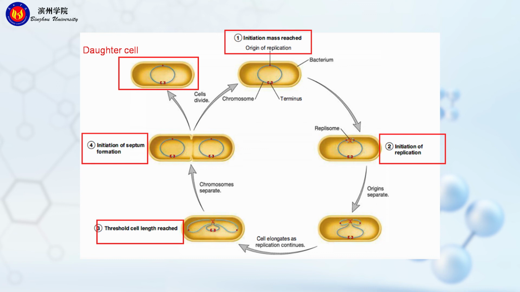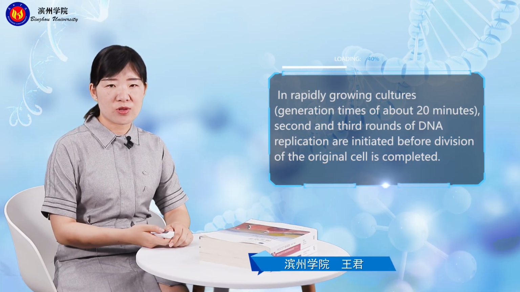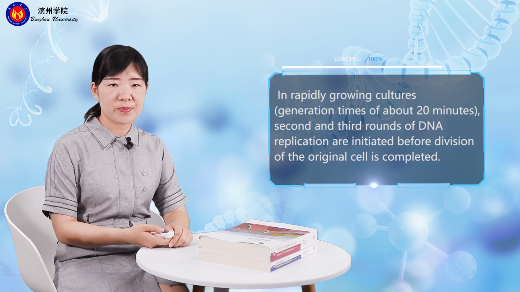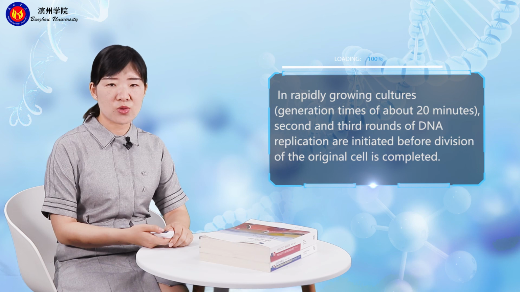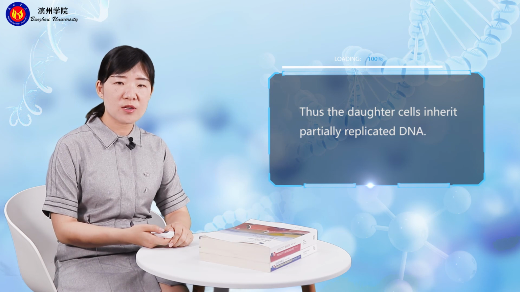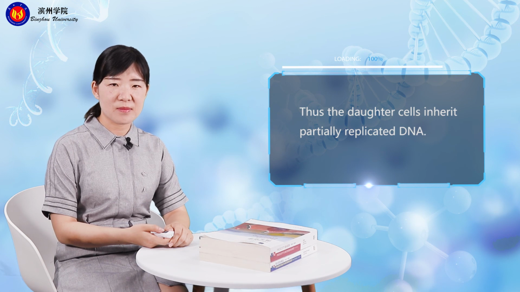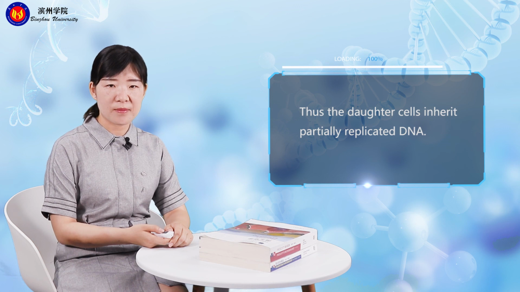In this illustration, one round of DNA replication is completed before the cell divides. In rapidly growing cultures, with generation times of about 20 minutes, second and third rounds of DNA replication are initiated before division of the original cell is complete. Thus, the daughter cells inherit partially replicated DNA. So that's the cell cycle of E. coli.